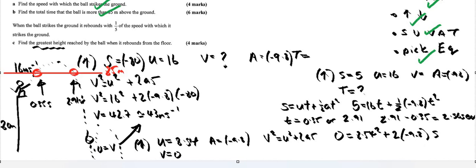So that's 19.6, so that means that 4.9 times S is equal to 8.54 squared, halved. And that will give me that S is 3.72 meters. And that is my third part taken care of.